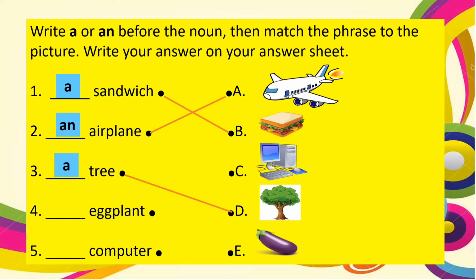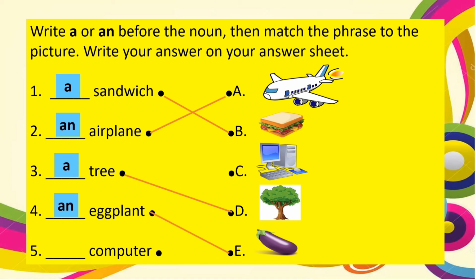Number 4. Eggplant. A or an? You're right. An eggplant. Where is the picture of an eggplant? You're correct. Letter E.